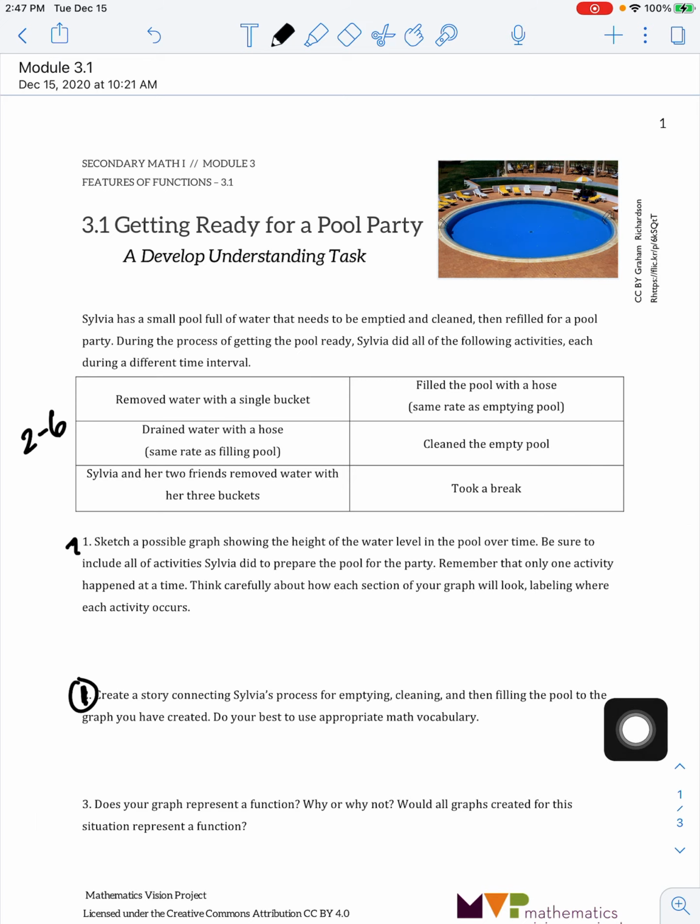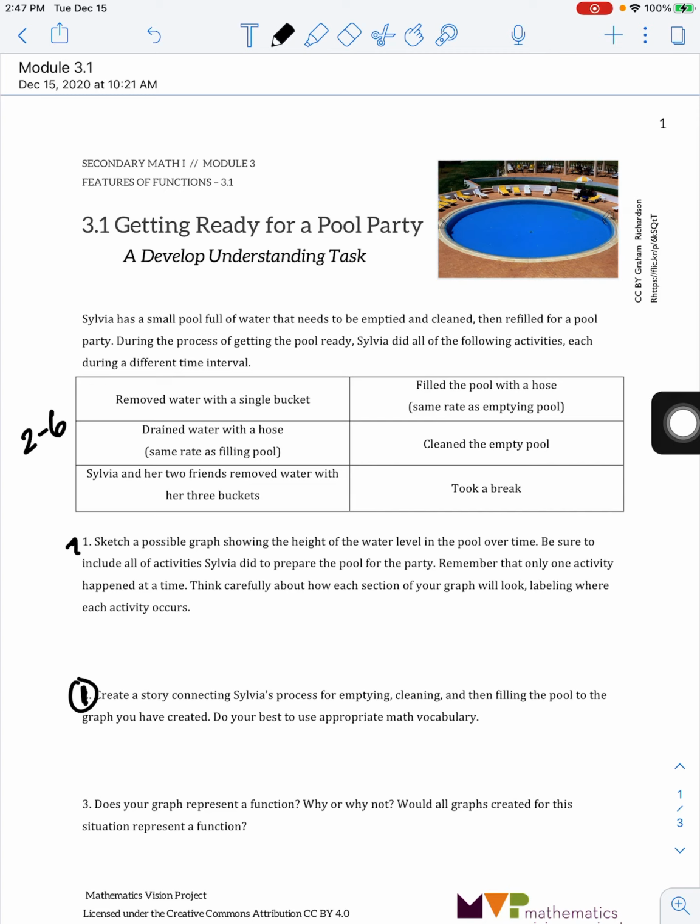So the first question that I have is actually down here. I want you to take a couple minutes and just think, if you were Sylvia, in which order would you do these things? So you can write them down. First, I think Sylvia did this. Second, she did this, then this. So I want you to give me the order in which you think Sylvia did these things.